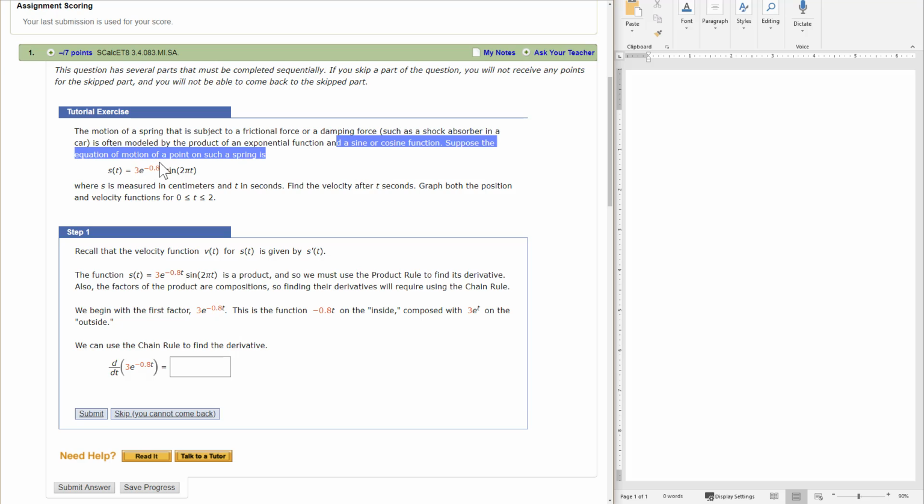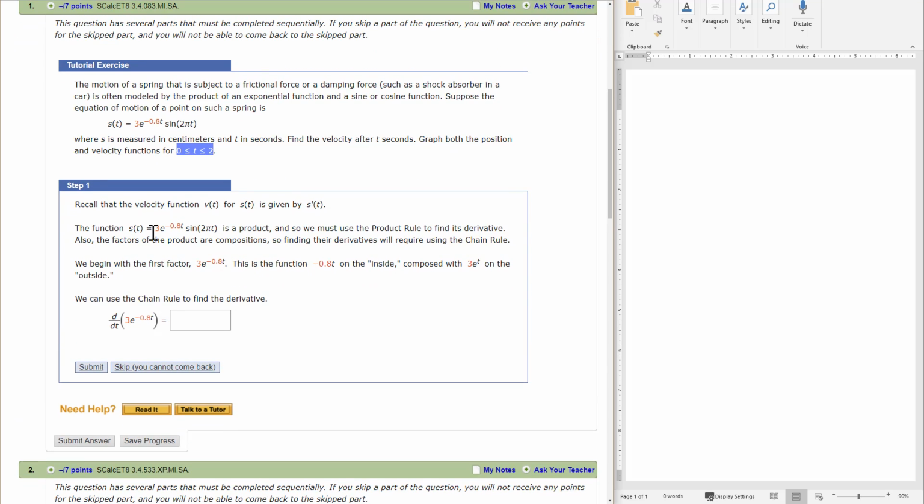Suppose the equation of motion of a point on such a spring is this function, s of t, equal to 3 times e to the negative 8t times sine 2 pi t, where s is measured in centimeters and t is in seconds. They want us to find the velocity after t seconds, and then they want us to graph both the position function and the velocity function from 0 to 2.